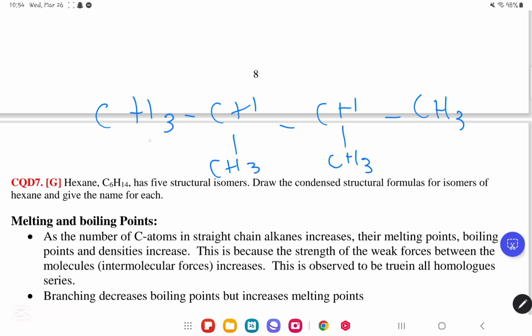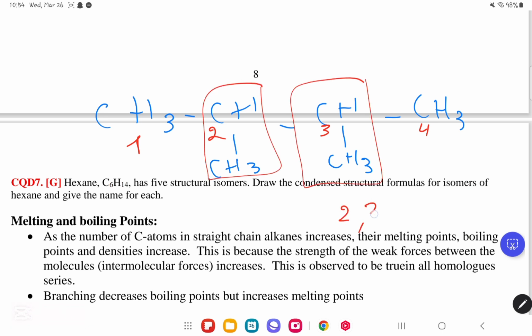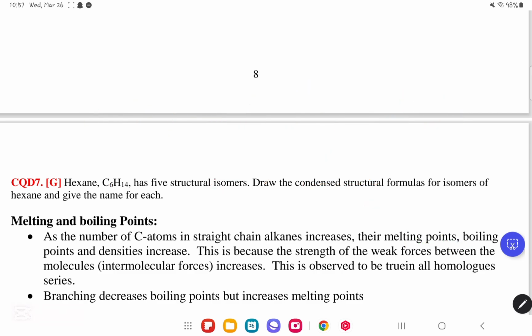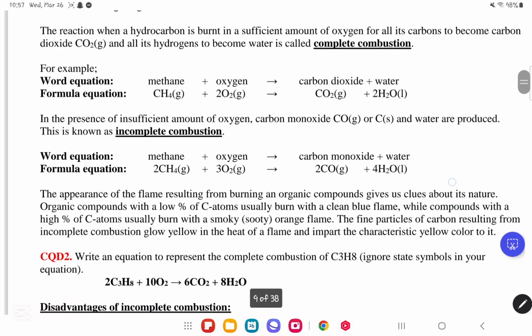So if I started with this one to be the first carbon, second carbon, third carbon, and fourth carbon. And now we have to name them. We have to first of all put on which carbons they are located. They are located on the second carbon and on the third carbon. Okay, and now because they're both the same, they are both methyl, we are gonna write dimethyl. And now we count the number of carbons in the skeleton. So 1, 2, 3, 4 carbons. Then it's gonna be butane. That is it for CQD number 7. Let us move on to the next.